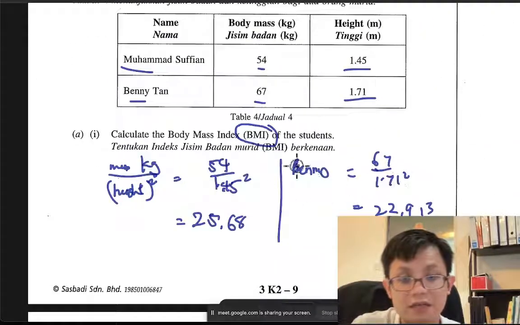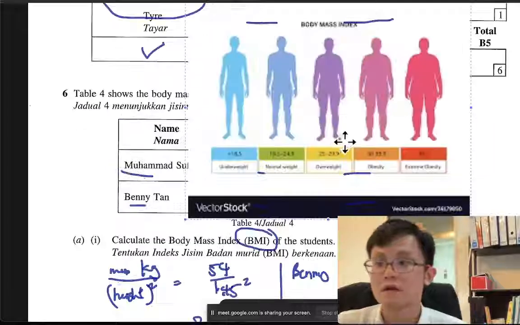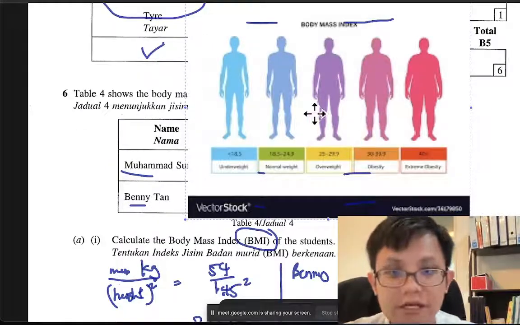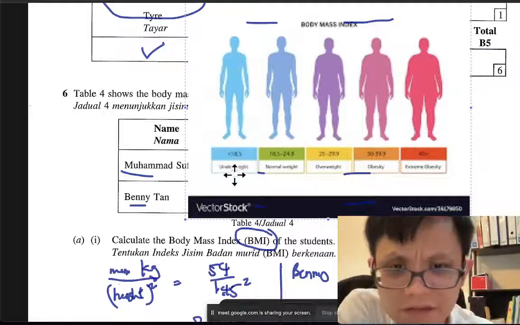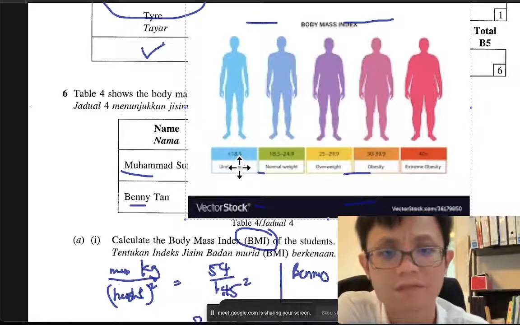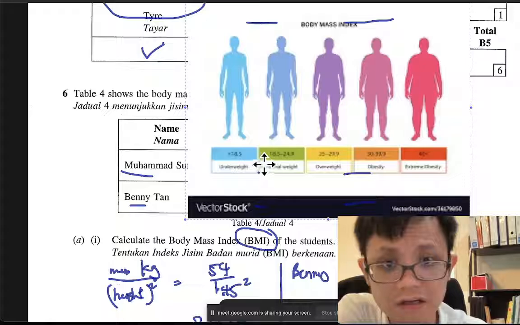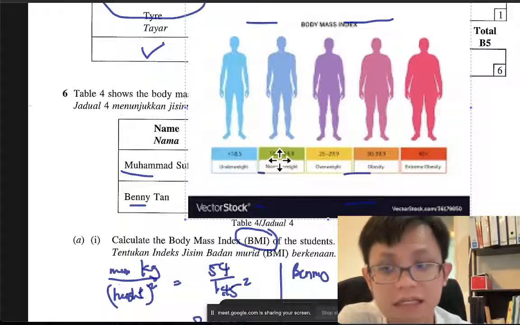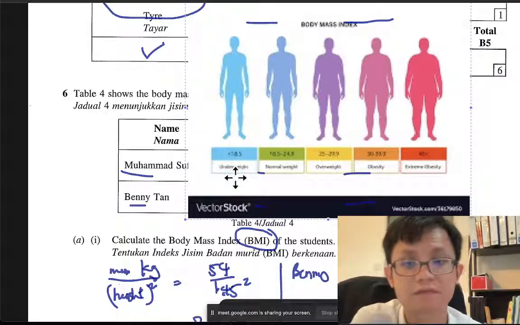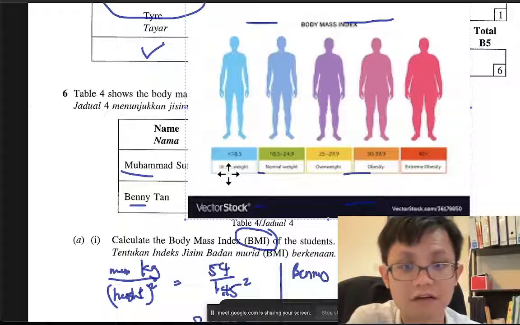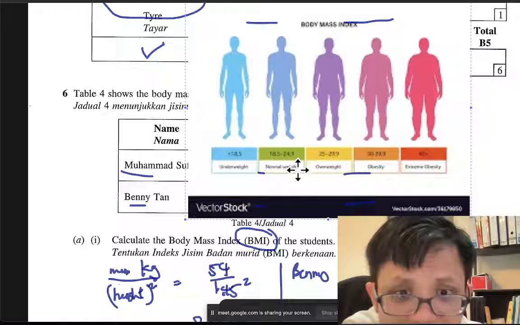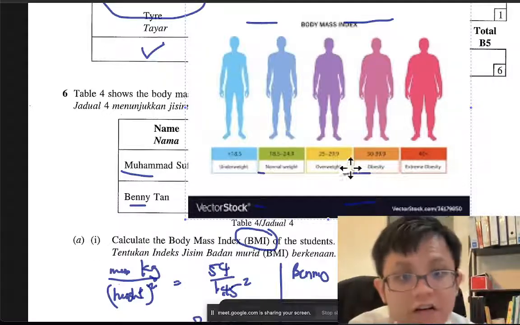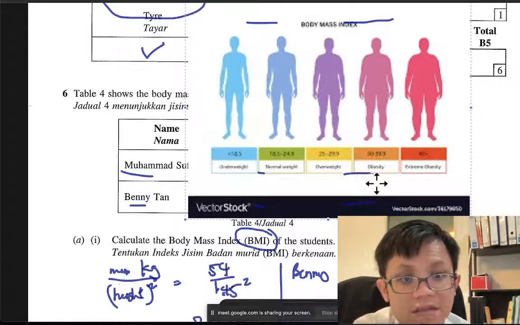So what is the body mass index scale? You can see from here, it's a bit unclear, but roughly this is 18.5. If you are lower than 18.5, you are considered underweight. If you are more than 24.5, is it? You are considered overweight, and so on.